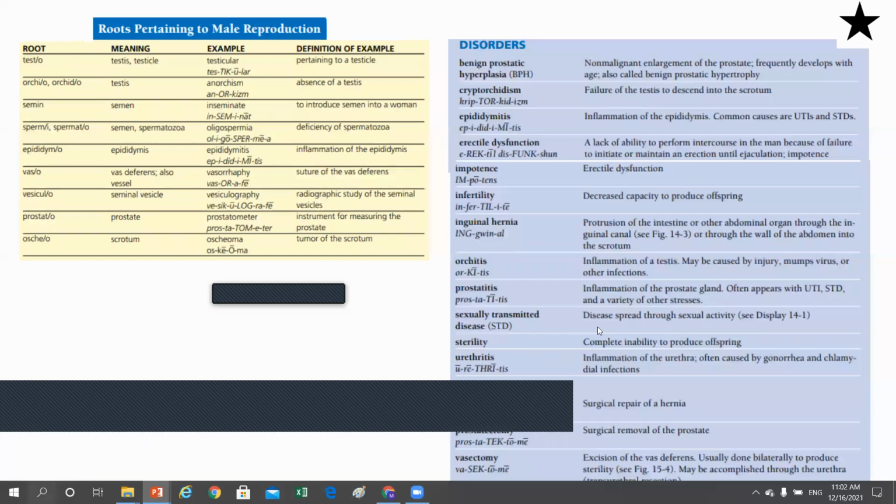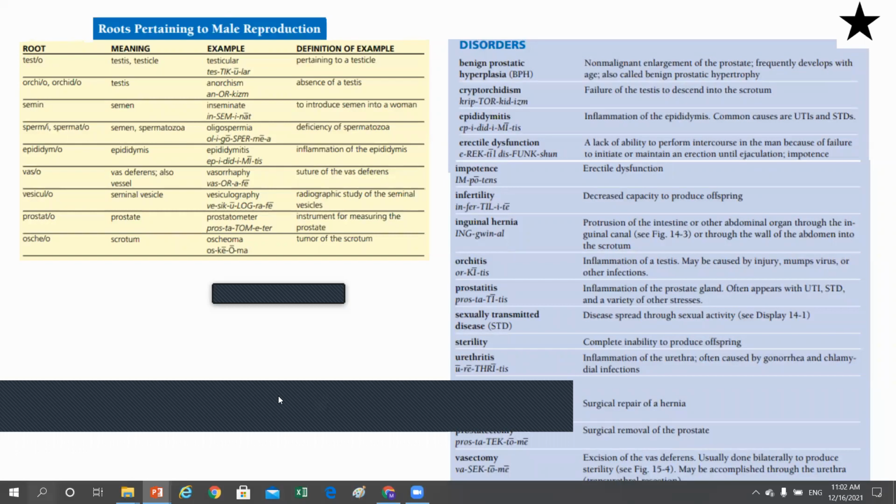This is the same STD, sterility, complete inability. So we have two terms. For example, we have impotency, this is erectile dysfunction. Then we have infertility. But compare infertility with sterility. Sterility is complete; the person is unable to produce any children. But if it is a decreased capacity, then we will use infertility.